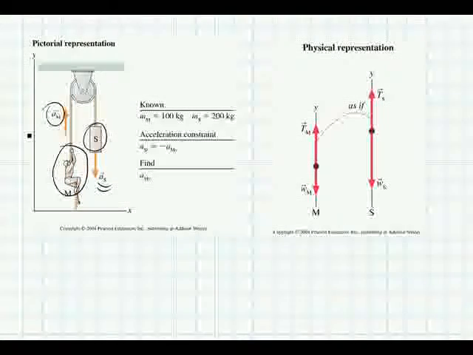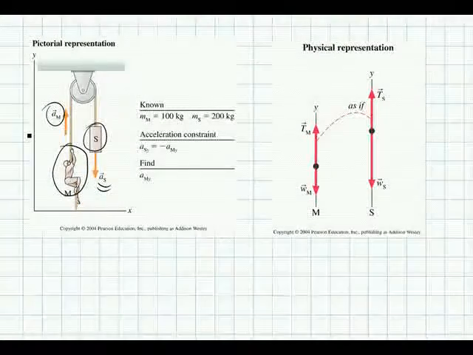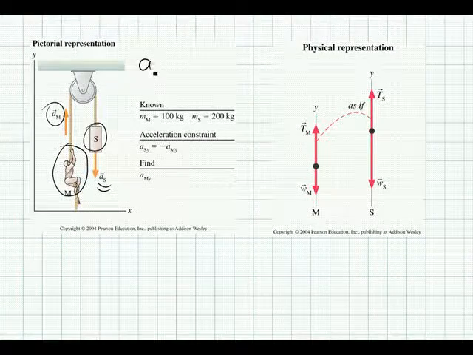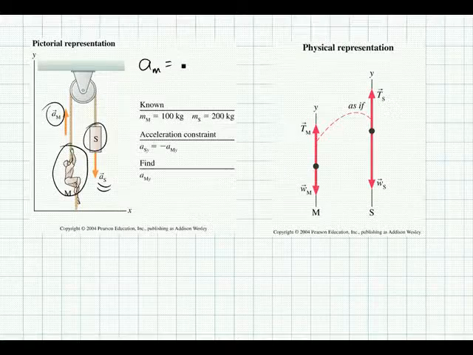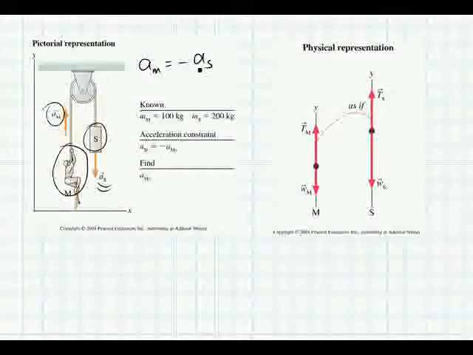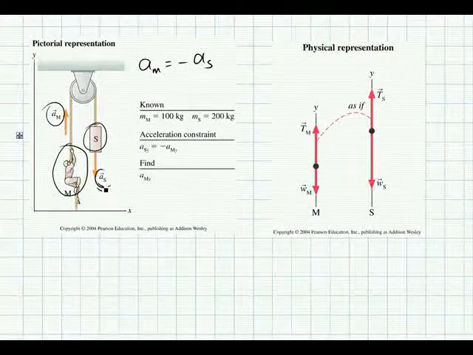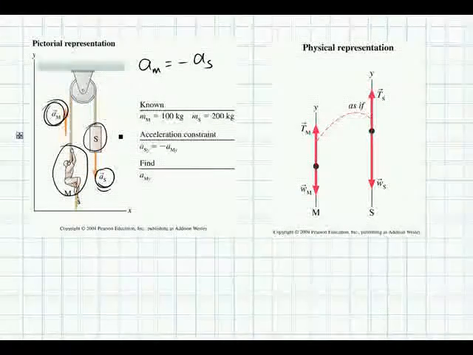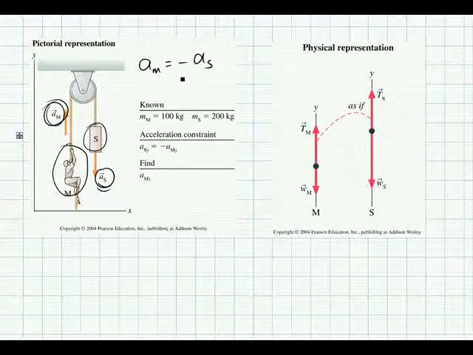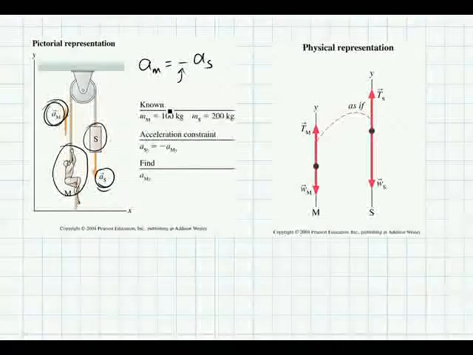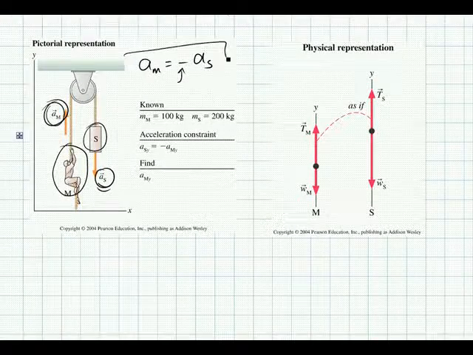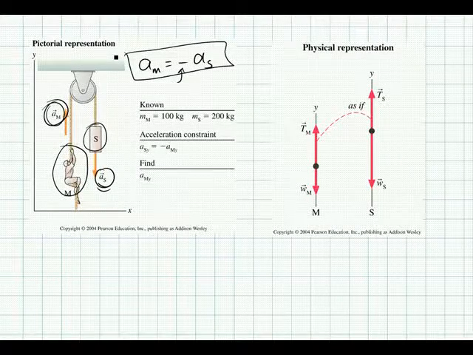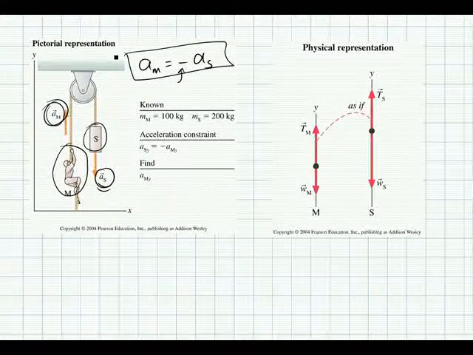First of all, looking at this diagram, the man and the safe are attached via a string, which means that our acceleration constraint is that a_m is equal to negative a_s. Their magnitudes are the same, a_m and a_s, but one is downwards, the other one is upwards, hence the negative sign here. So that's our acceleration constraint right there. Let's identify that and get it out of the way. Then let's do our free body diagram.